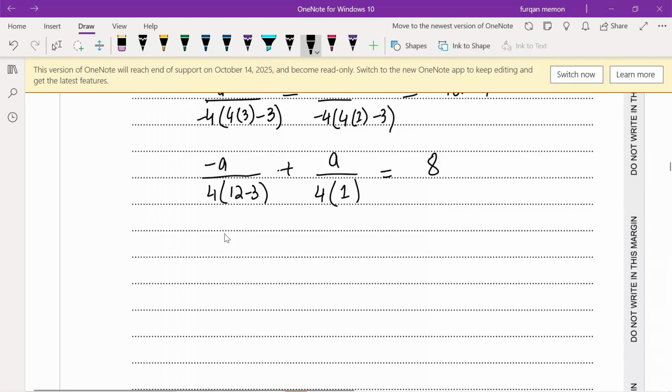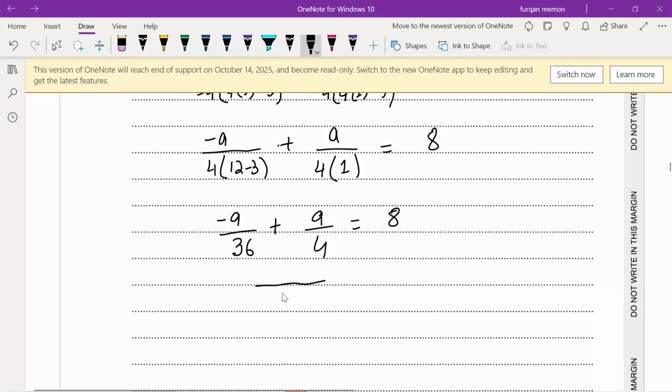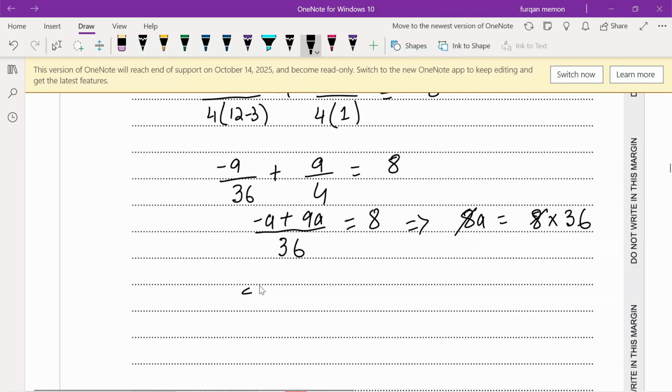Okay, we solve it further. It will become negative a over 9 times 4, which is 36, plus a over 4, which is equal to 8. We take the LCM, which is 36, and this will be equal to negative a plus 9a, equals 8 times 36. When we solve it further, negative a plus 9a is 8a, equals 8 times 36, and 8 will be cancelled out, so a is equal to 36.